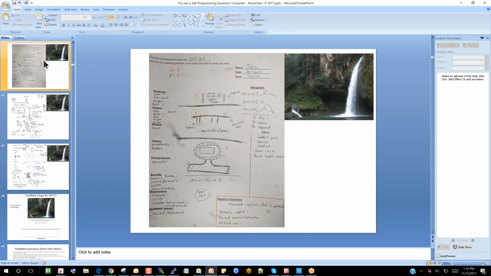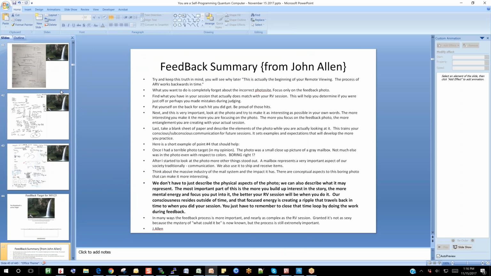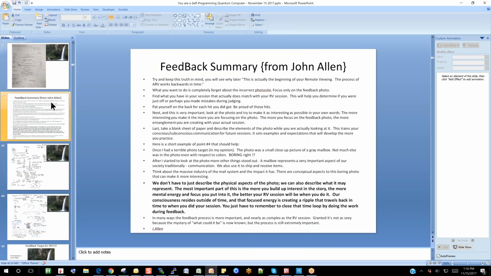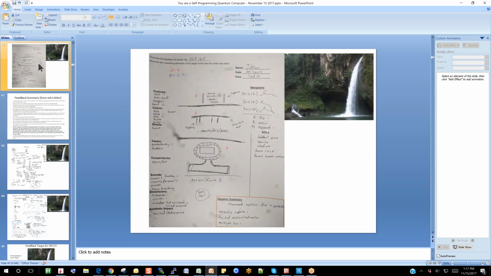So, okay, so you've already talked about, in fact, you know what? Let me even move this. I'll move that one right there. Okay, so you've talked about one, precognition, match, find out what actually matches with your session. If you were just off or perhaps you made a mistake. Okay? Okay, yeah, so here I want to see if I made a judging error, if it was close or not. And in this case, I don't think I did.